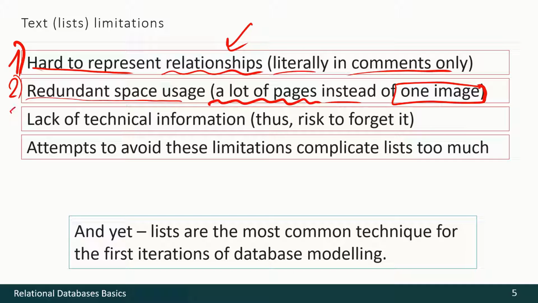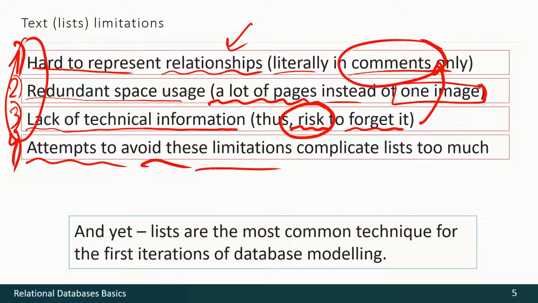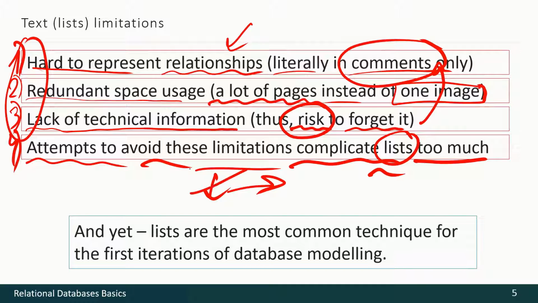It is hard to represent technical information in text form, so we have lack of technical information here and we risk to forget it. Of course, we may use comments or something like that, but the risk still exists. And the worst trouble here, attempts to avoid these three limitations complicate texts lists too much. So in order to make it better, we are making it worse sometimes.